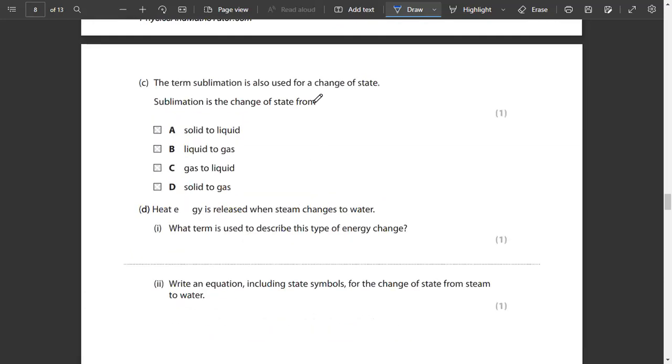The term sublimation is also used for a change of state. Sublimation is the change of state from solid to liquid, liquid to gas, gas to liquid, or solid to gas. Of course, your answer would be solid to gas. This is known as sublimation. अगर कहीं sublime हो गया है, इसको हम sublimation कहते हैं.